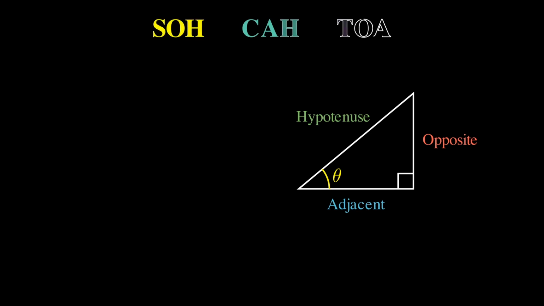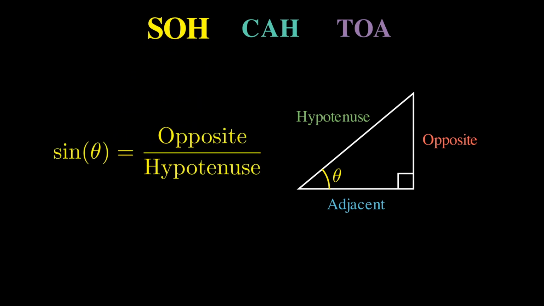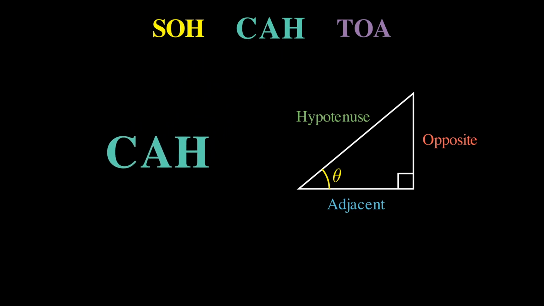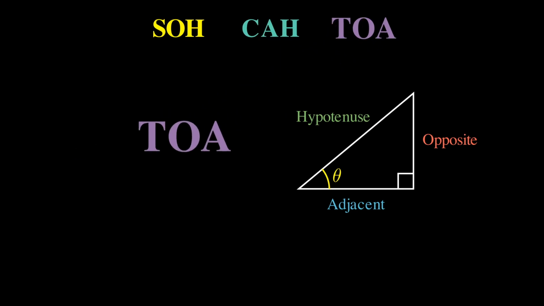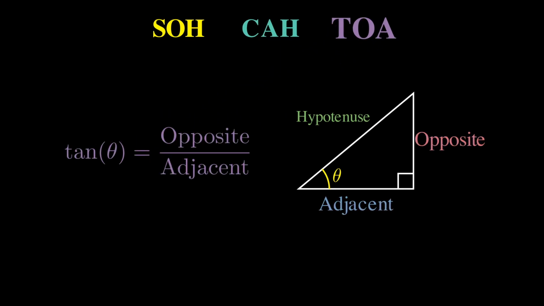But what does it mean? So let's pick a right-angle triangle with some angle theta. As you can see, it has three edges, one adjacent to the angle, one opposite to the angle, and the third one is called the hypotenuse. Now, what does Sohcahtoa mean? So stands for sine equals opposite over the hypotenuse. Cah instead reminds us that the cosine is equal to the adjacent over the hypotenuse. And finally, Toa stands for the fact that the tangent is equal to the opposite side over the adjacent.